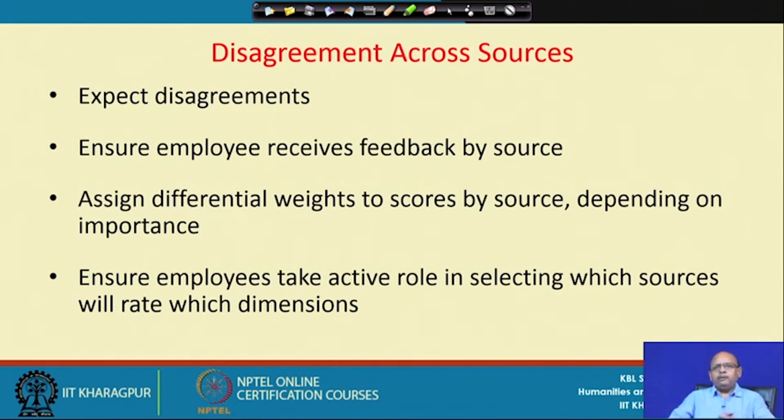For example, the feedback that is provided by the employees is different from the supervisors, it varies from the subordinates, and customers have given a different kind of feedback. So, how are you going to assign weights to scores by source depending upon the importance? You have to identify which source is more important, which source is less important, how much weightage you are giving to each source of information, right, and then accordingly you are going to evaluate the performance of the individual.